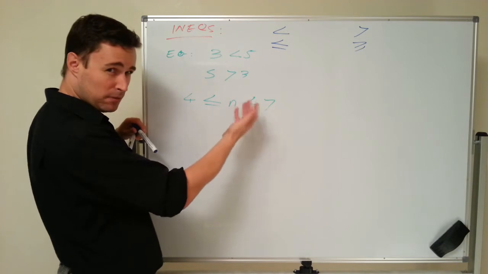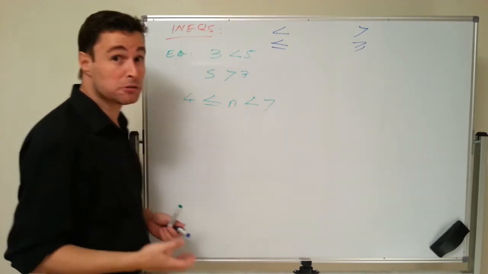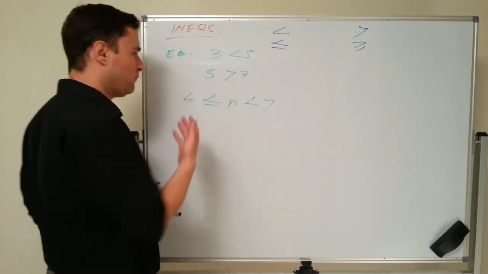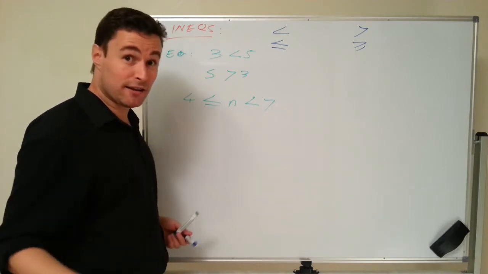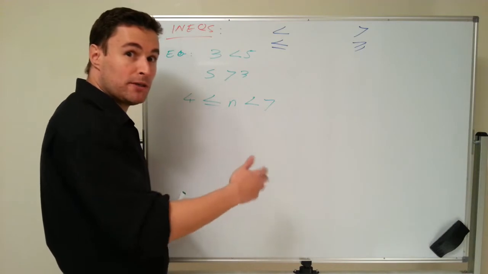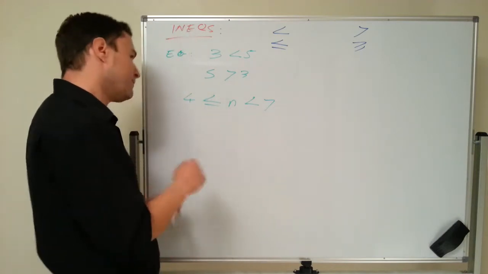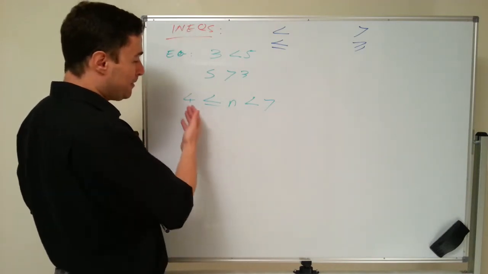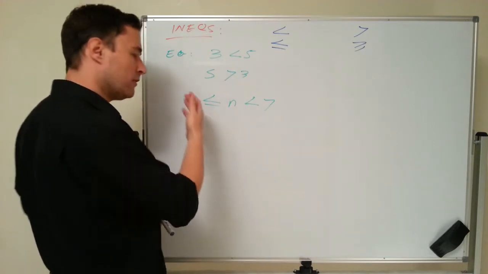It can be any number between 4 and 7 if you're talking about a continuous spectrum. So if you're talking about temperature between 4 degrees and 7 degrees, it can be absolutely anything: 4.1, 4.5, 4.9, 5.3, 5.327, whatever. It doesn't make a difference. But let's just stick to discrete numbers, so whole numbers.